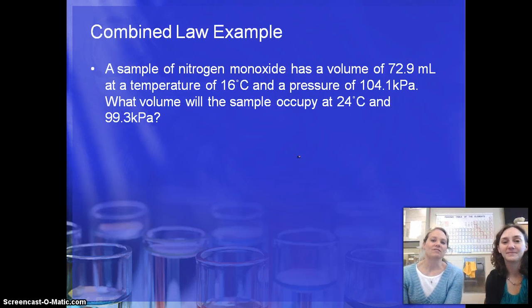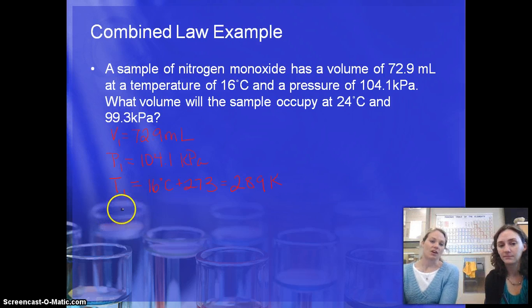All right, so let's try a problem. We've got a sample of nitrogen monoxide, has a volume of 72.9 milliliters, at a temperature of 16 degrees Celsius, and a pressure of 104.1 kPa. What volume will the sample occupy at 24 degrees Celsius and 99.3 kPa? So what Mrs. Kelly is doing is she's gathering the information, she's making a chart. V1, P1, T1. Now the 16 degrees is going to have to be automatically converted with that 273. So she's doing this so that she doesn't ever forget again.